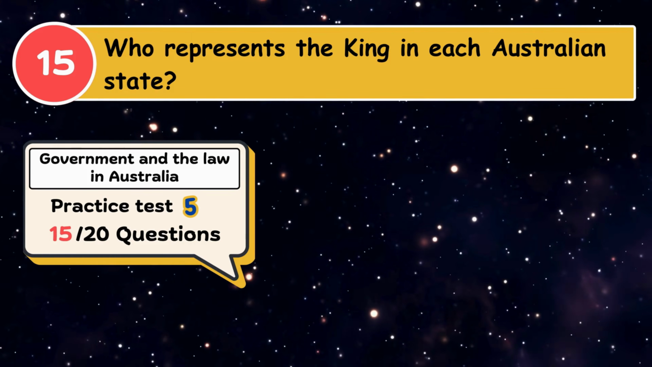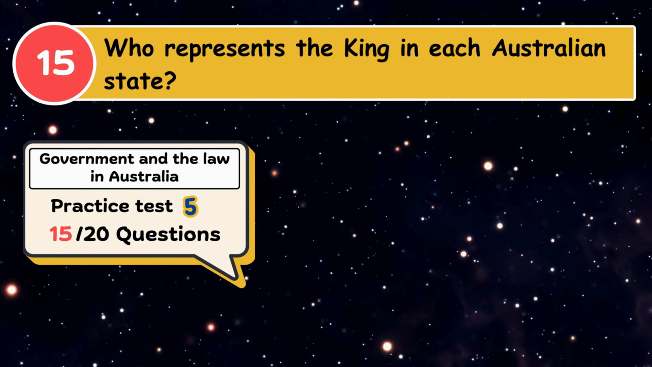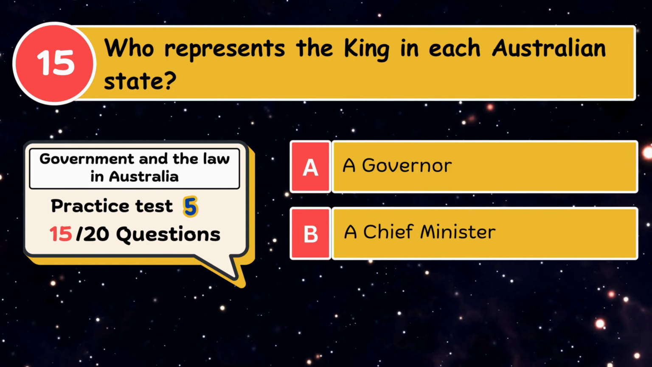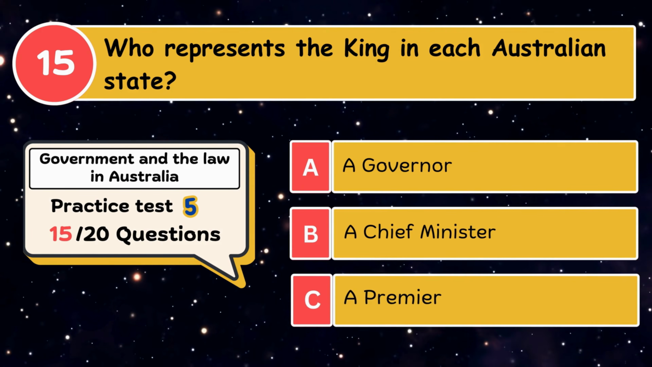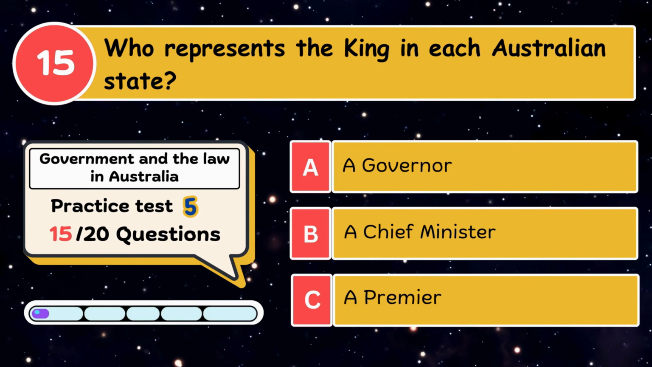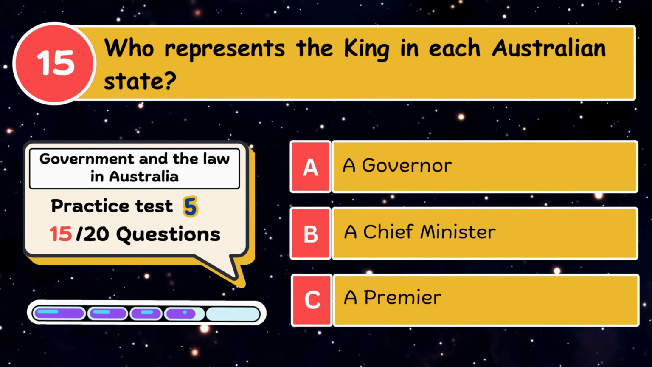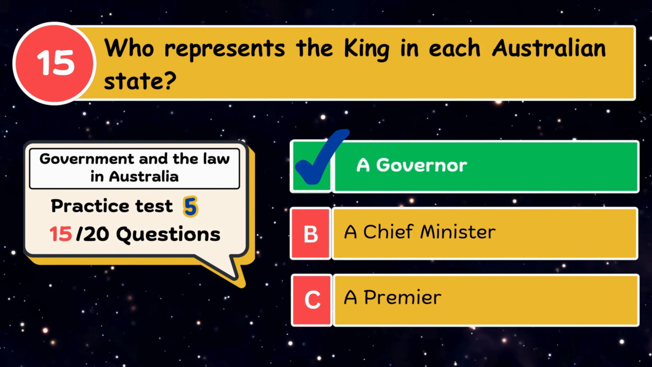Who represents the King in each Australian state? A. A Governor. B. A Chief Minister. C. A Premier. The correct answer is a Governor.